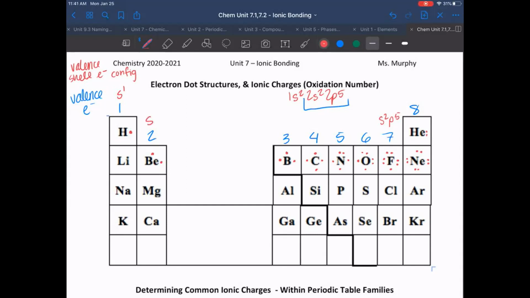So s1, then we have, this is going to end with s2. Then we have s2p1. Oops, that's 2. Hold on. s2p1, s2p2. So you guys are probably picking up the pattern. We are just increasing by 1, which we should because our valence electrons increase as we go from left to right. Oh my gosh, I am writing just gibberish right now.